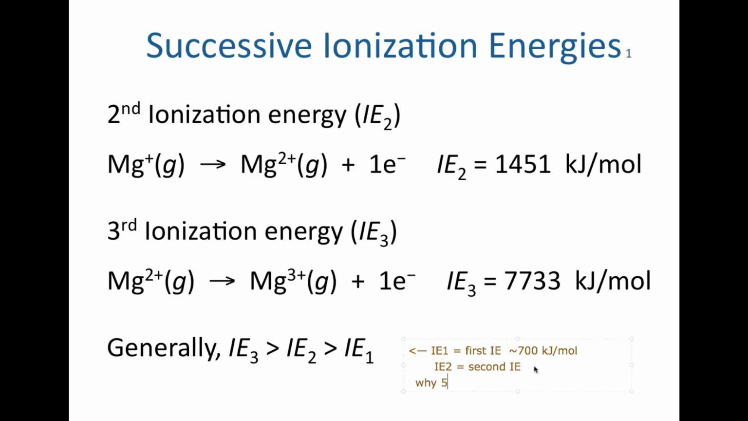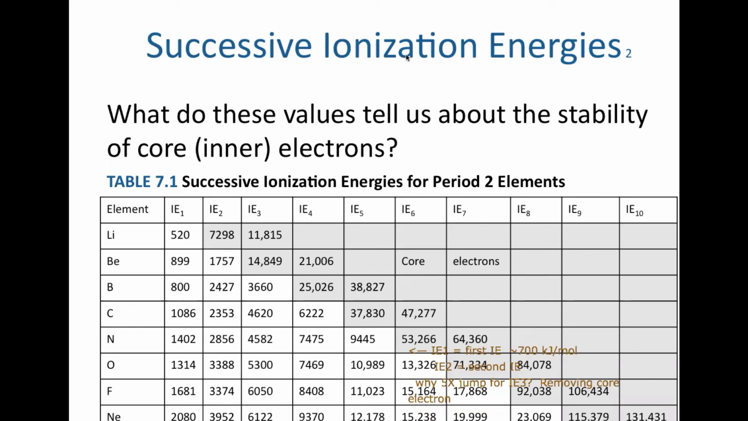Why a five times jump for IE3? What's going on? Why is it such a big jump? Anybody think about that? So we're removing core electrons. And when we remove core electrons, magnesium 2+ has the electron configuration of neon. When I go to magnesium 3+, I'm removing those core electrons, and that's very costly. They're super stable.